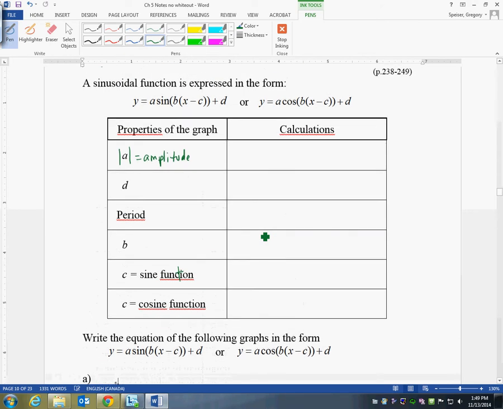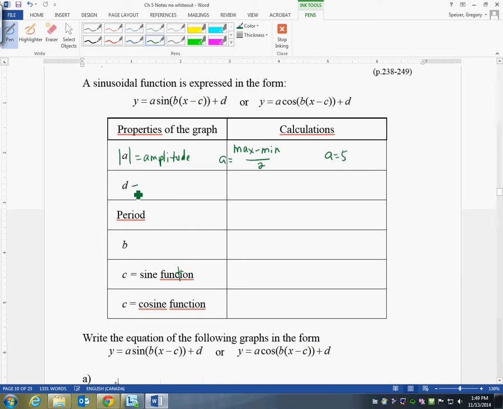So what are the calculations we just did? Well, we said it's the maximum minus the minimum divided by 2 that gives you your A. Okay, and so in our example here we have A is equal to 5.